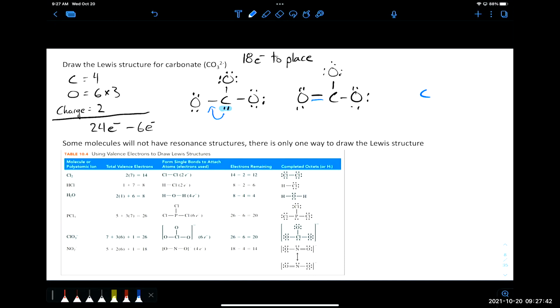Really all you're doing is taking that double bond and moving it to one of the other oxygens until it's been at every position. So I'm just going to move it from here to here. That's going to change the number of electrons around the oxygen as well, right? So we're just taking this and essentially rotating it.